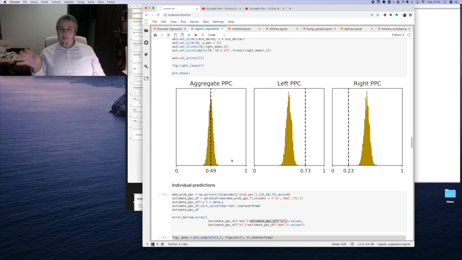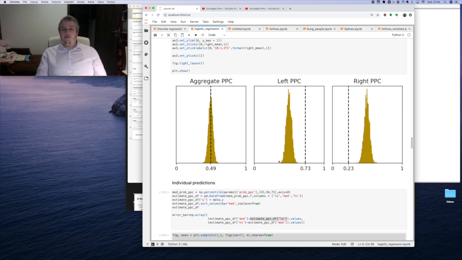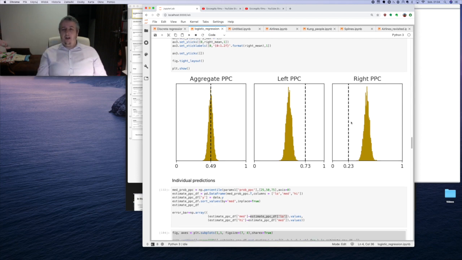However, when we look at the groups, as we can see, while the entire population is well fit, each of the groups is off. Their estimate of their parameters, their probability for each group of obtaining 1, is estimated as around the middle, but actually for left-handed and right-handed, those results are completely different.